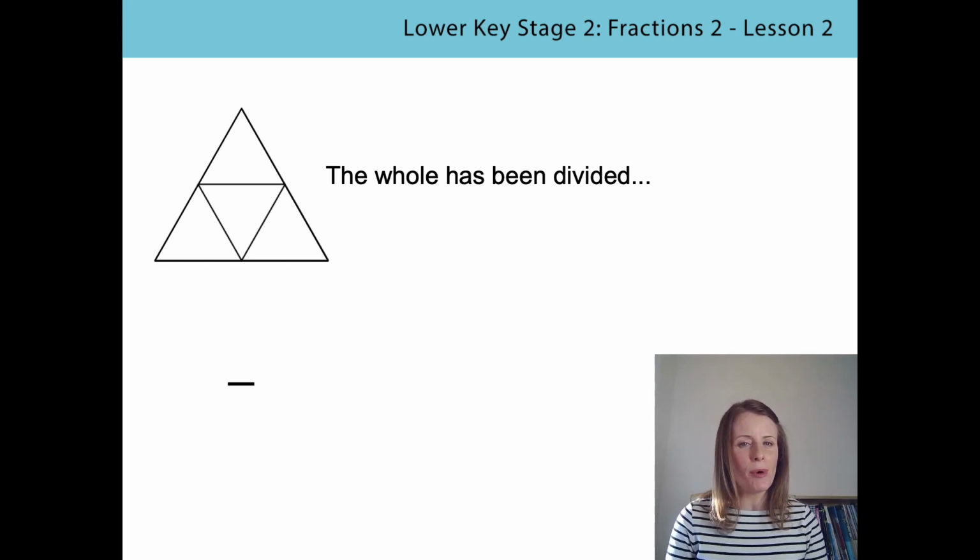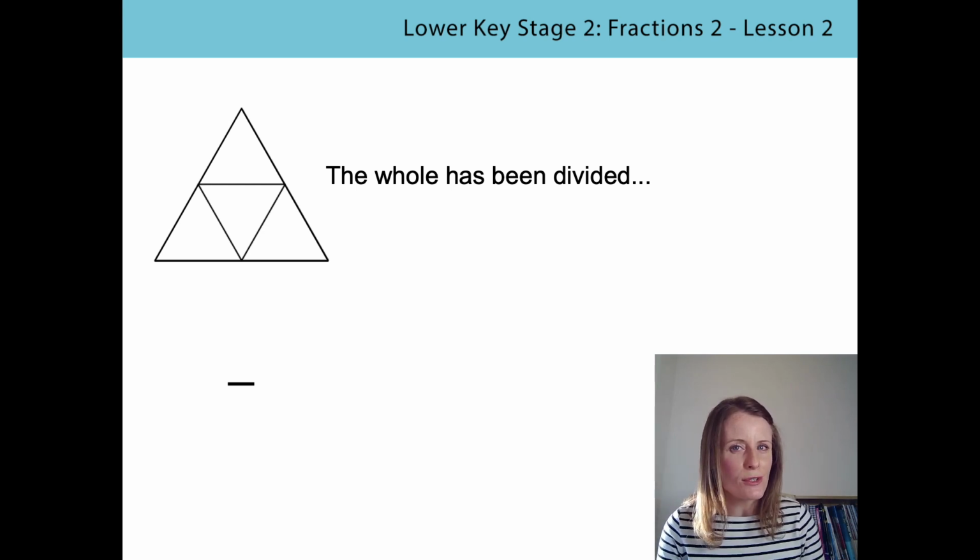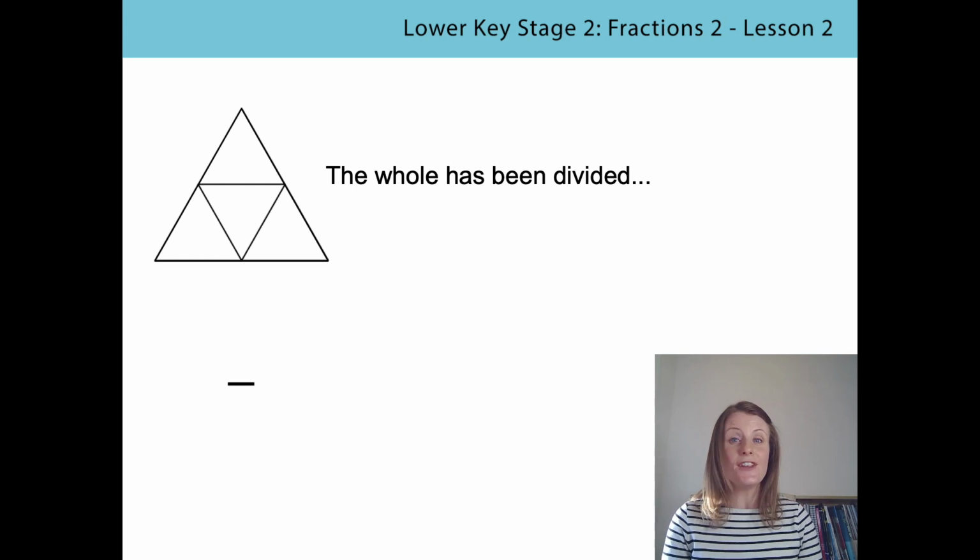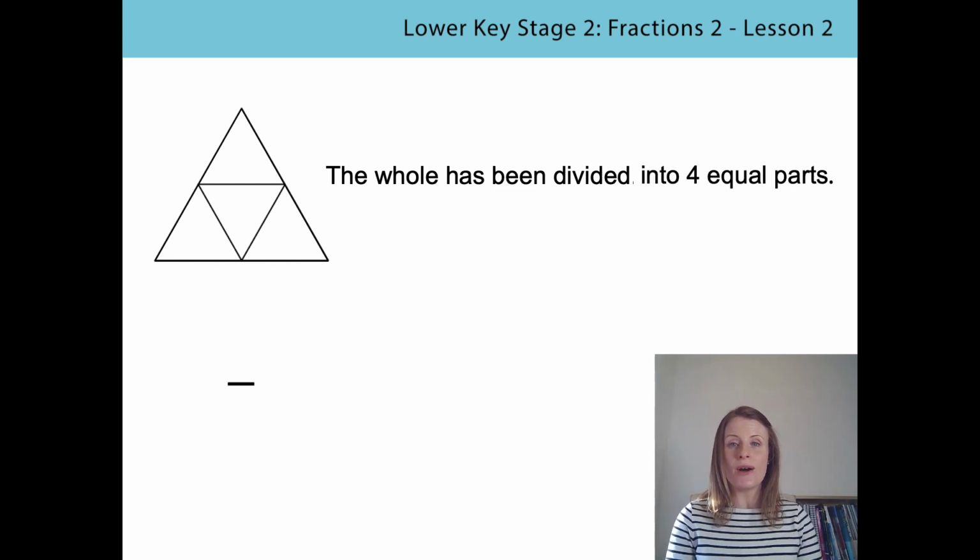Now we count the parts. How many equal parts in the triangle? Maybe you can remember from last time. If you can't, just count them. I've seen it. Tell me. 4. I got 4. The whole has been divided into 4 equal parts. Say that with me. The whole has been divided into 4 equal parts.